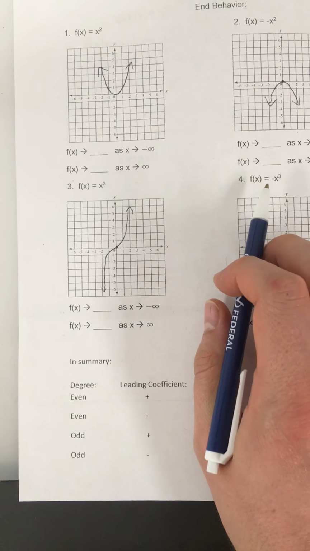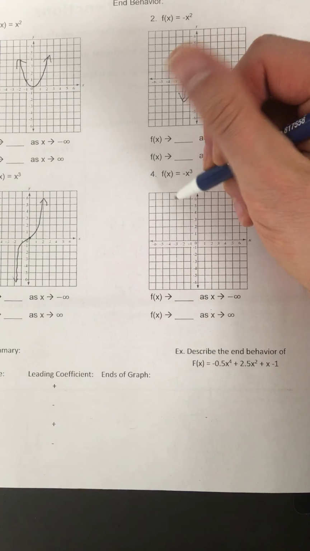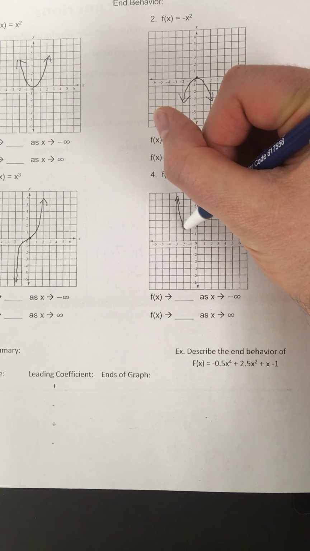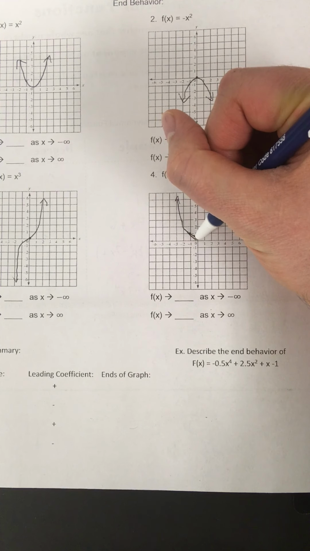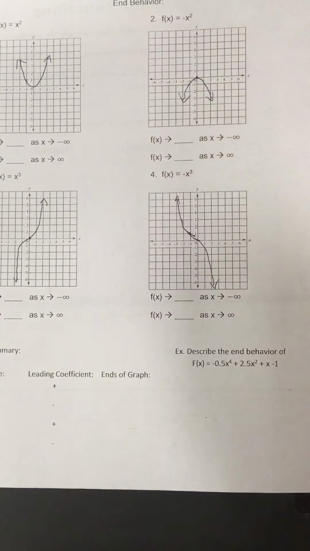So what would negative x to the 3rd look like? It'd be that flipped upside down. It would start up here at the top, kind of curve. It's hard to draw. Go through the 0, 0, and then curve again, and down at the bottom.